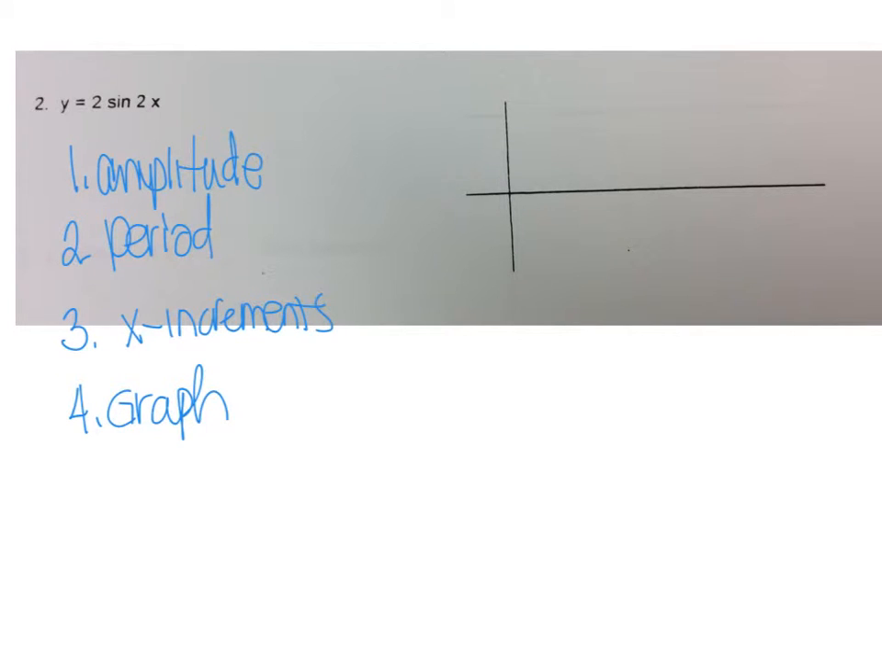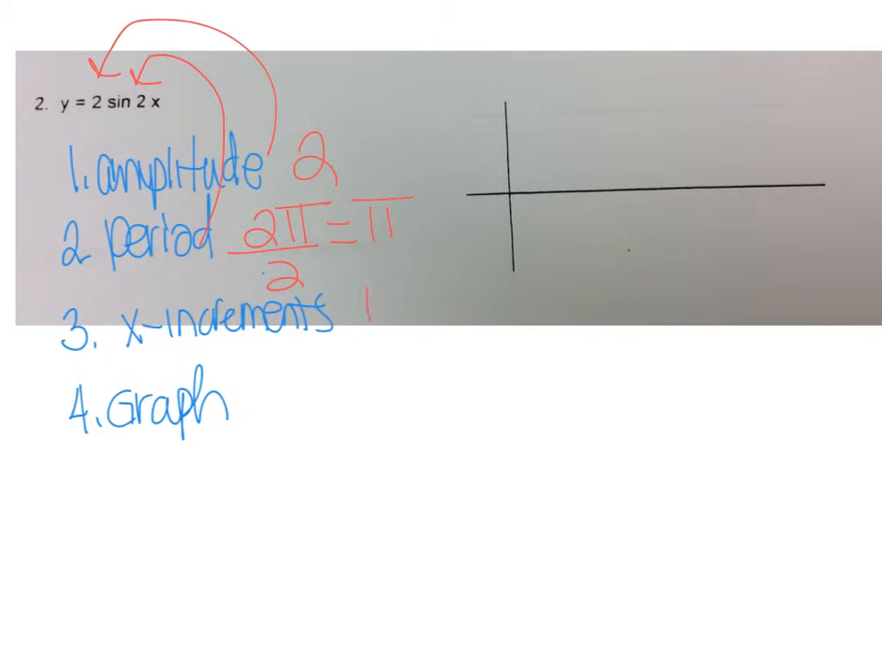Alright, we're going to start off by finding the amplitude. So the amplitude is going to be 2. The period is going to be 2 pi over b. And in this case, b is also 2. So the period is going to be pi.